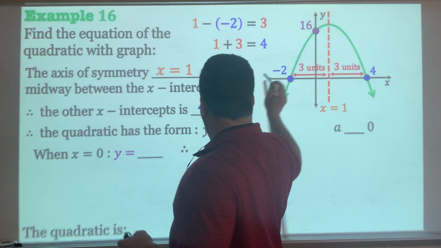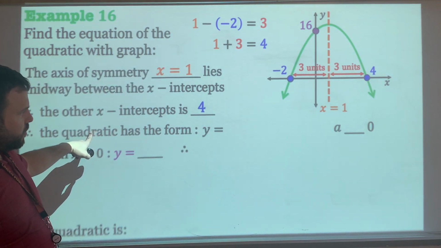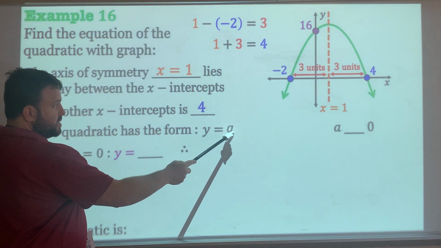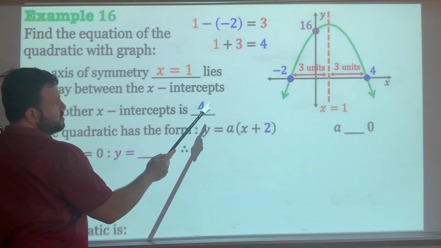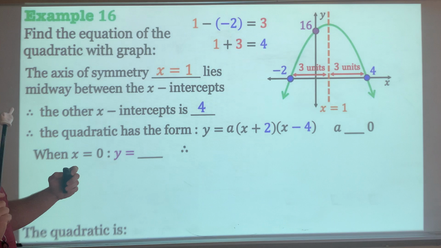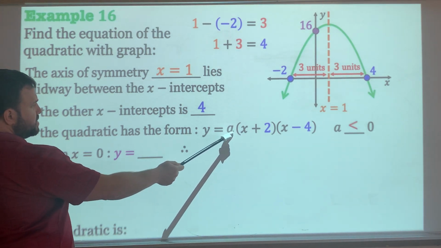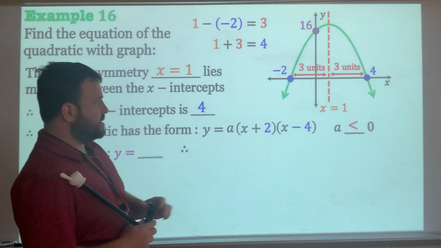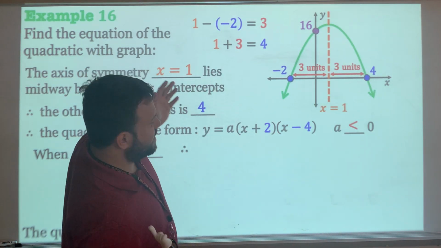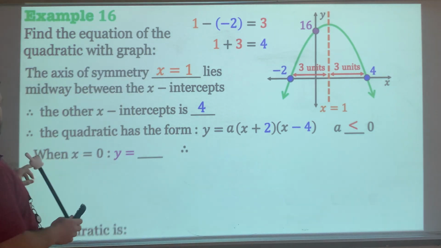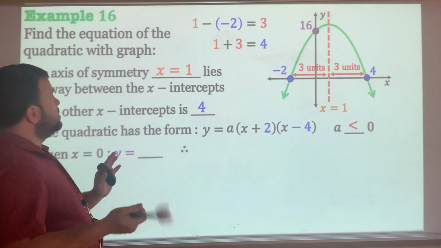So now, since we have negative 2 and 4, the quadratic is in the form y equals a, right, still a, x plus 2, and x minus 4. In this case right here, we know that a is going to be less than 0. How do we know it's going to be less than 0? Because the graph is opening downward. That's just going to help us later on when we're solving. We don't really need to put that, but it's just good information.